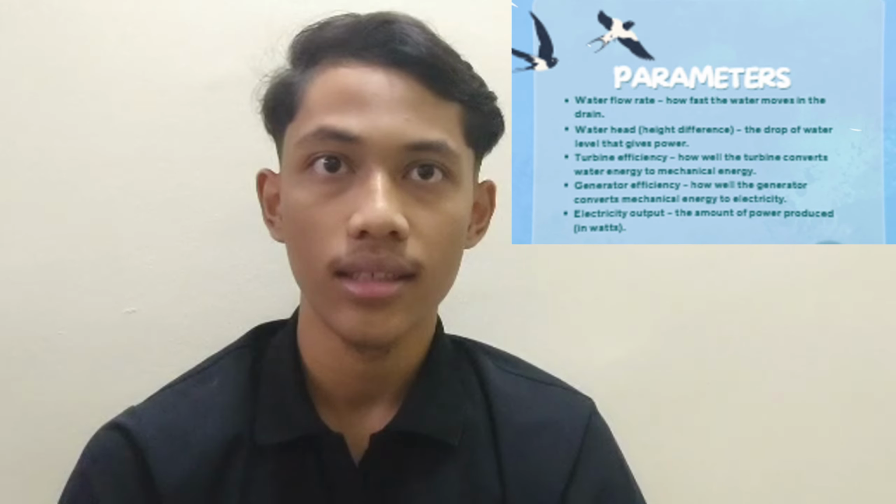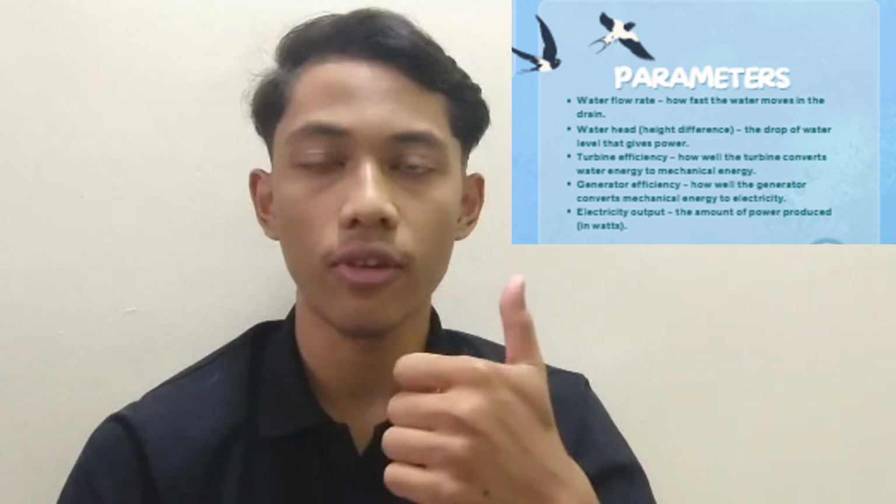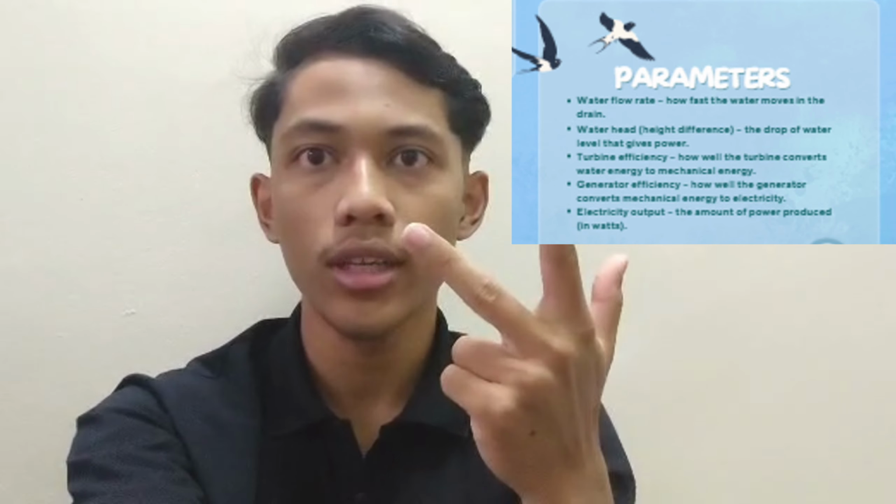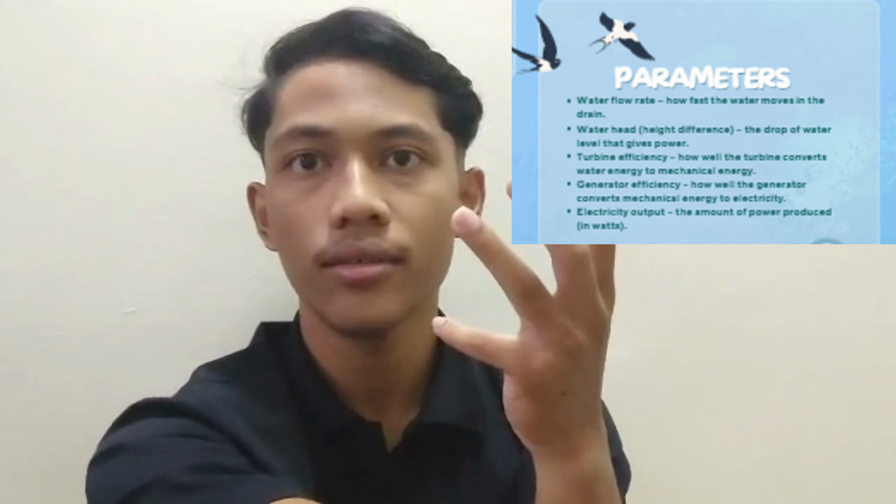My second explanation is about the parameters. When designing a mini hydro power plant, we need to study several parameters: flow rate, head height, power equation, stability, and accessibility. First, the flow rate: how much water passes per second? More water means more potential energy. The second is head height, the vertical distance the water drops. Even a small increase in head can greatly increase power output.